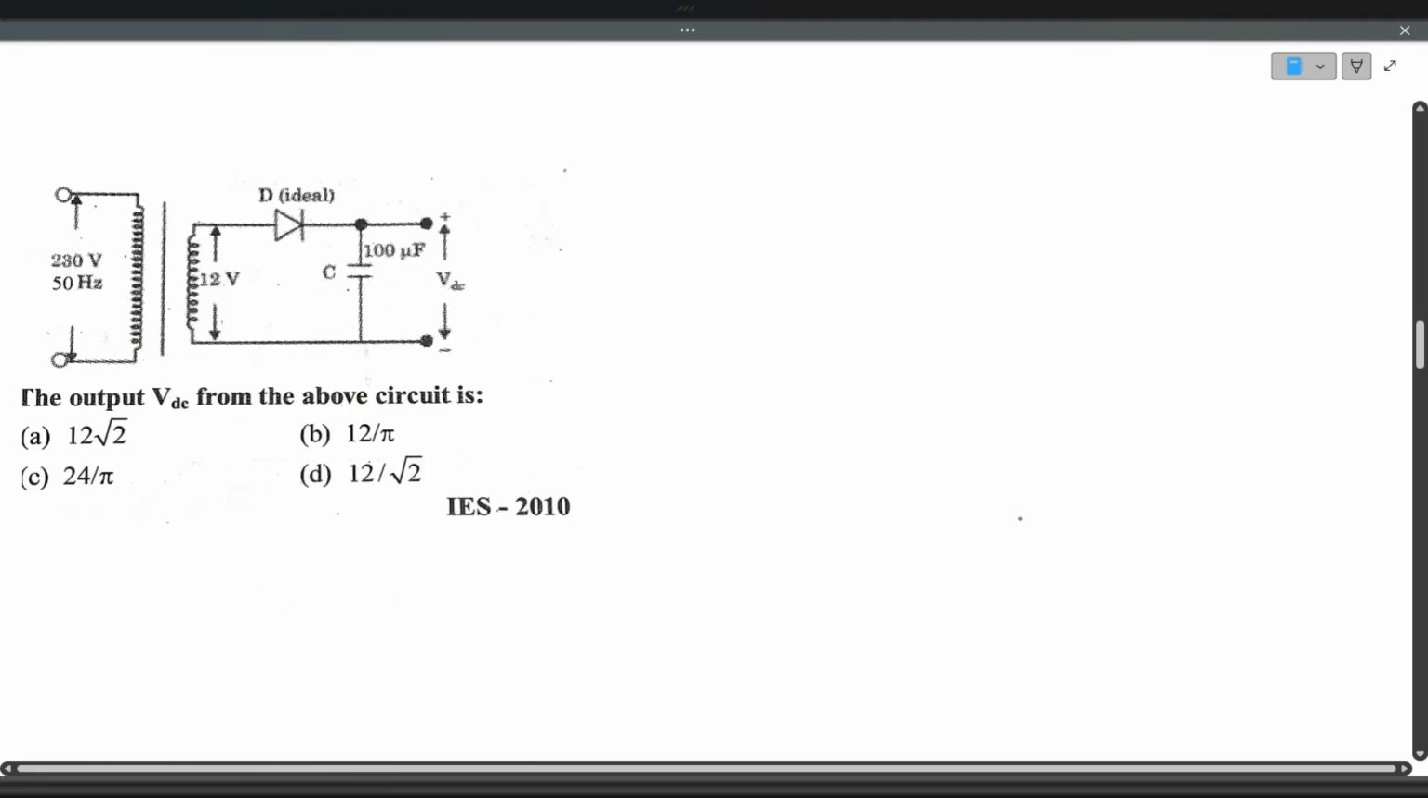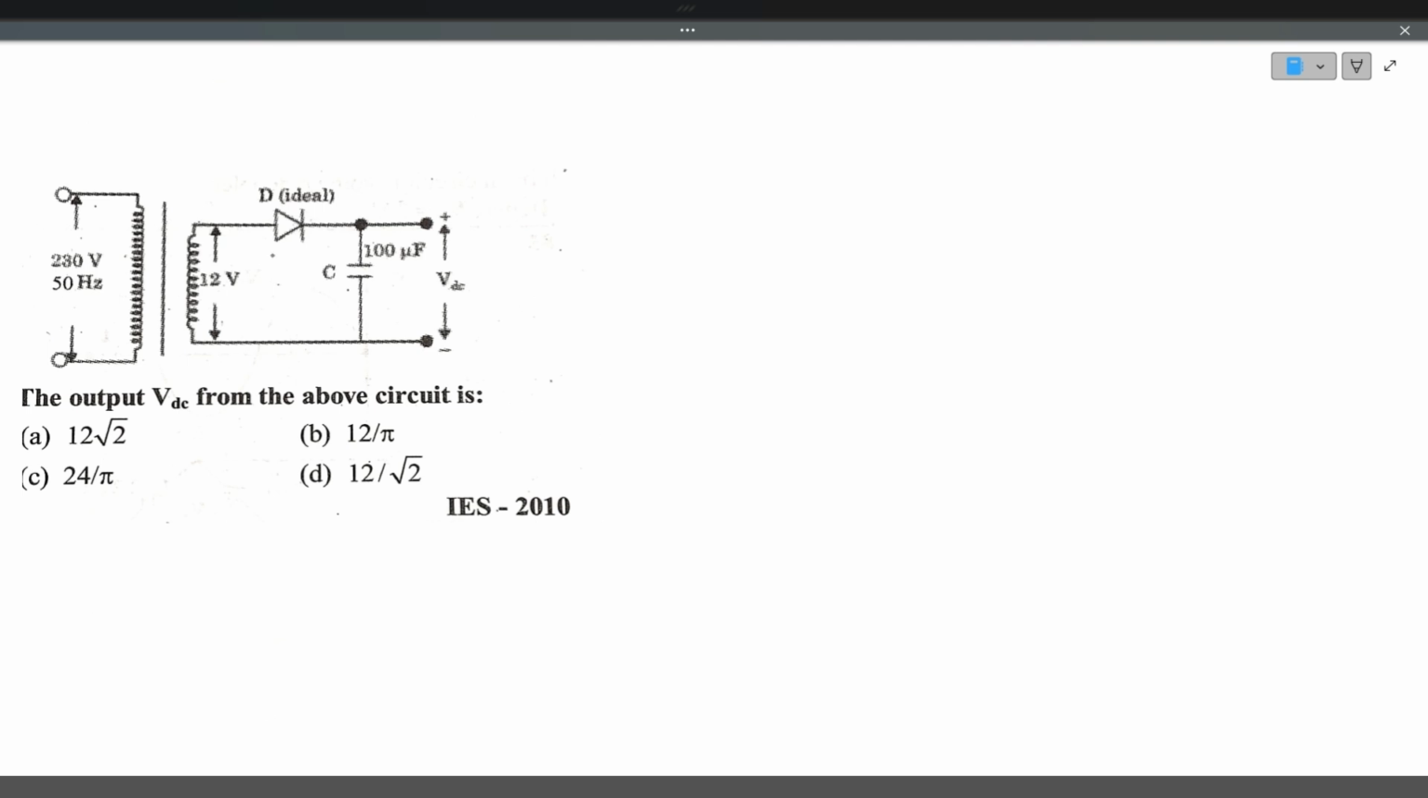If you see the next problem, the output VDC for the above circuit is. See, the circuit is a half wave rectifier with a capacitor at the output. Okay. So here the capacitor will be charged to VDC because it is only one half of the cycle that flows here. If the input voltage is a sinusoidal wave, the output will be like this, pulsating DC. But the capacitor will be charged to this peak value. So that peak value we need to find out. This peak value is nothing but Vm. So Vm we need to find out.